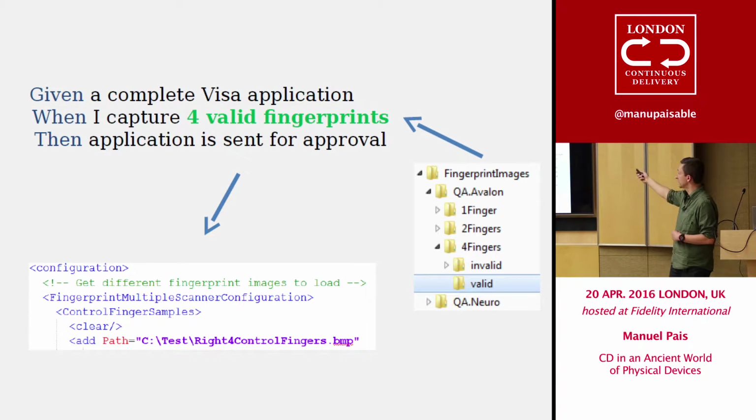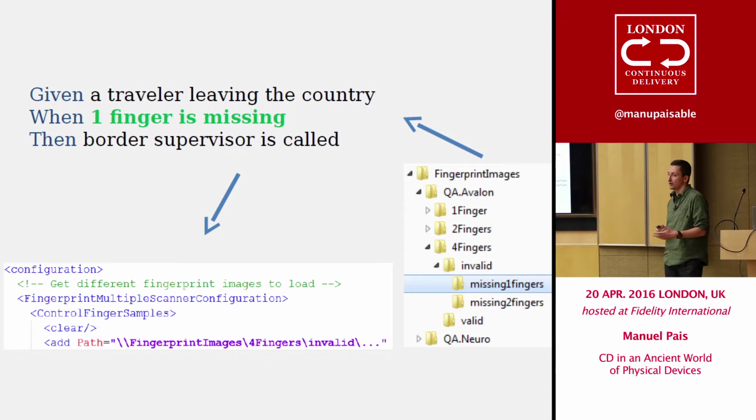an image with 4 valid fingerprints just by checking that we're getting a file from the folder structure that corresponds to those categories. And then the virtual device used a configuration file at runtime, when the test was executing, to know which image it should return for that call. This allowed us quite a lot of flexibility in terms of the scenarios we could test.